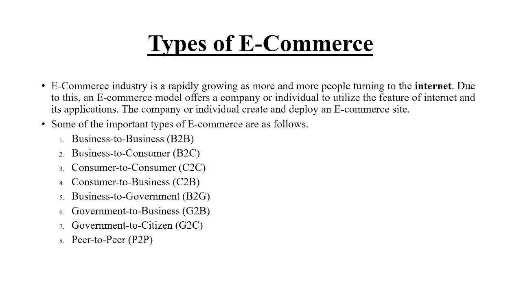I have just listed 8 different types of e-commerce. The first one is business to business. Second one is business to consumer. Third one is consumer to consumer. The fourth one is consumer to business. Fifth one is business to the government. Sixth, government to business. And seventh one is government to citizen. And the last one is peer to peer. Now let us know about each and every model individually.